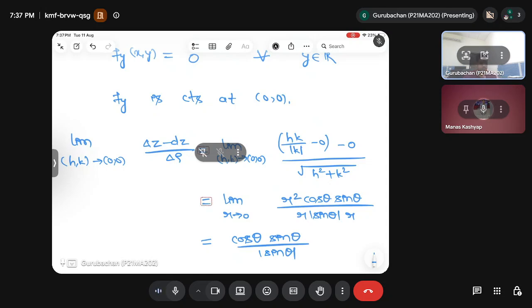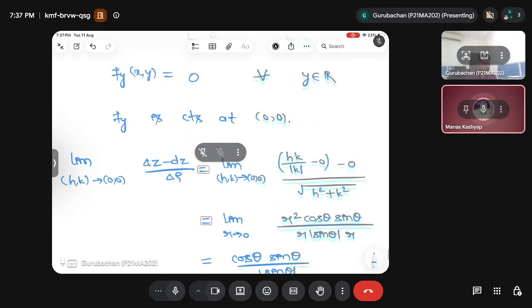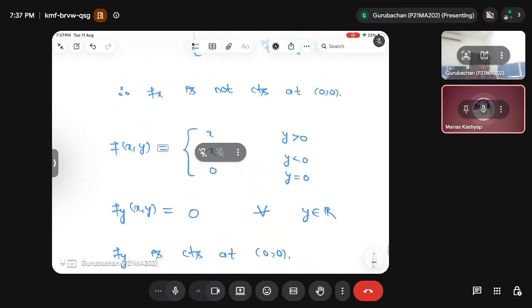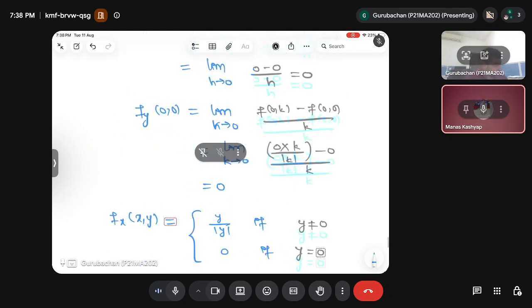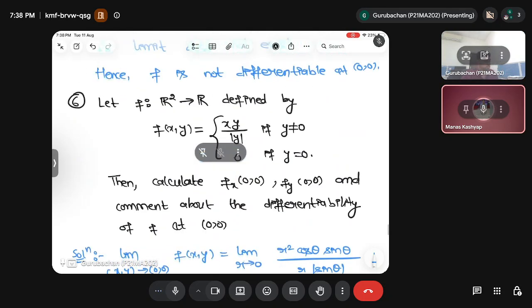Did we make some mistake? Yes, sir, I think so. In f y, we can check. I am getting both are not continuous. Okay, why is f y not continuous? Wait, sir, let me redefine it. Let me see the question once again. Okay, you can check for f x.